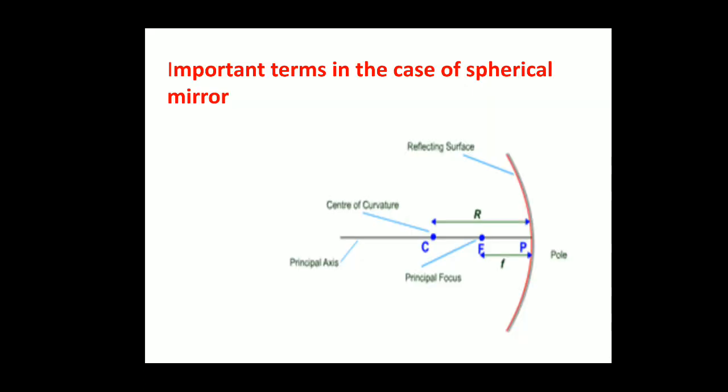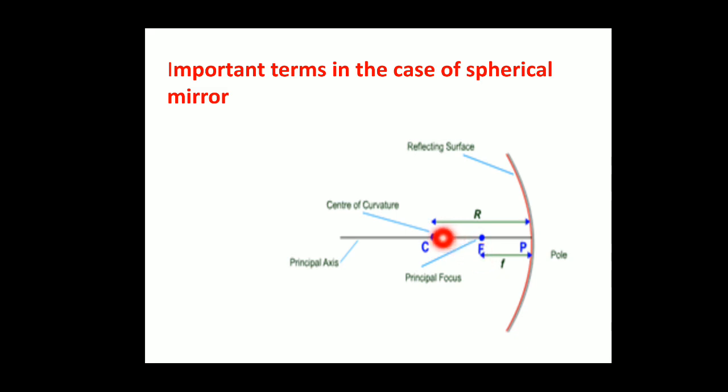Now the next thing is we should know the important terms in the case of a spherical mirror. This is a mirror. Which mirror? Concave or convex? Yes, it is a concave mirror. There is a point here, the center point of the mirror, that is called the pole. And we have already studied the word C, center of curvature, because the mirror is derived from a sphere. So the point C is called the center of curvature and the point F is called the focus.